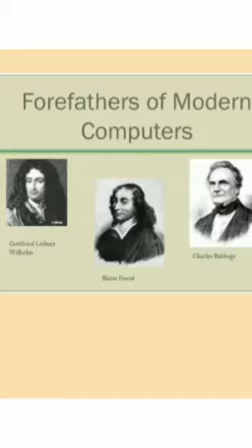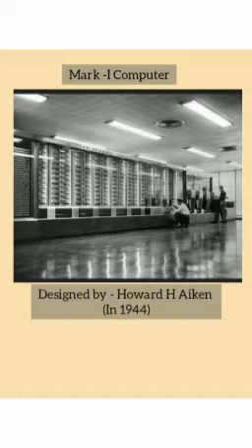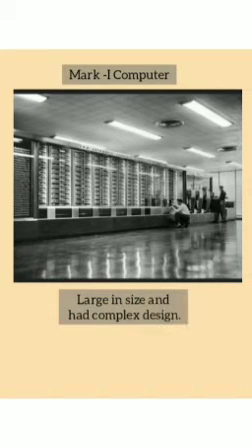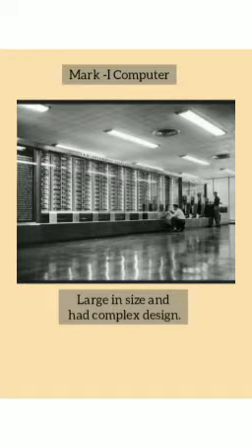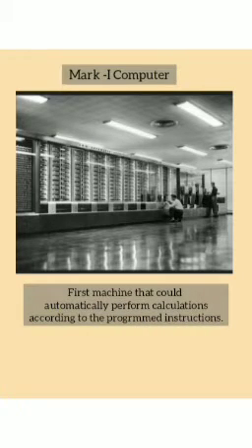The great inventors who had developed Pascaline and difference engine machines worked harder to develop machines which could perform more functions. In 1944, Howard H. Aiken designed a computer named Mark-I. Children, as you can see in the picture, these computers were very large in size and had a very complex design, because at that time the size of computers was huge. Children, it was the first machine that could automatically perform calculations according to the programmed instructions.